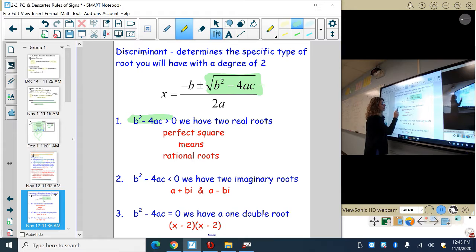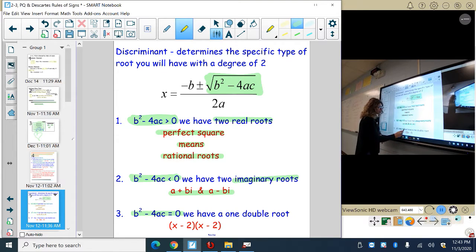If that number is bigger than 0, then I have a perfect square, that means I'm going to have rational roots. That means I can visibly see them, they're going to be beautiful, or they're going to be two real roots that I can see. If it is less than 0, I can't take the square root of a negative number because that puts me in the imaginary number system. If it's less than 0, then that means my roots are imaginary.